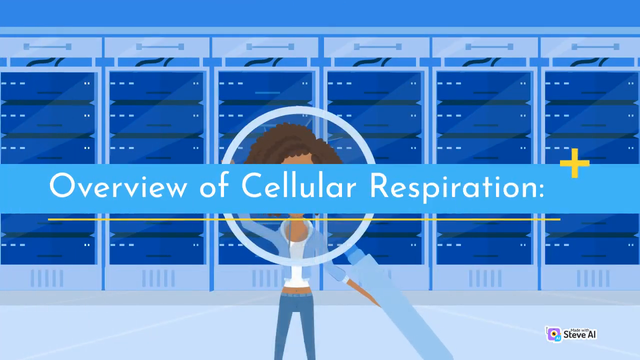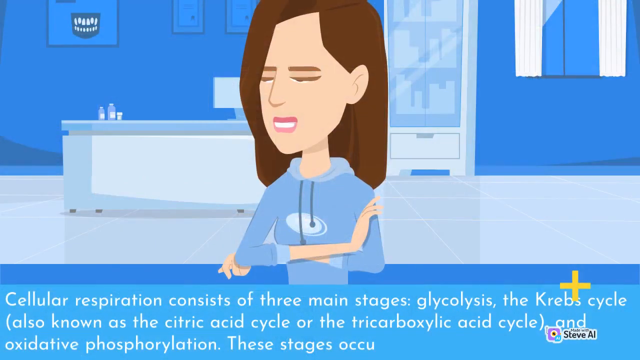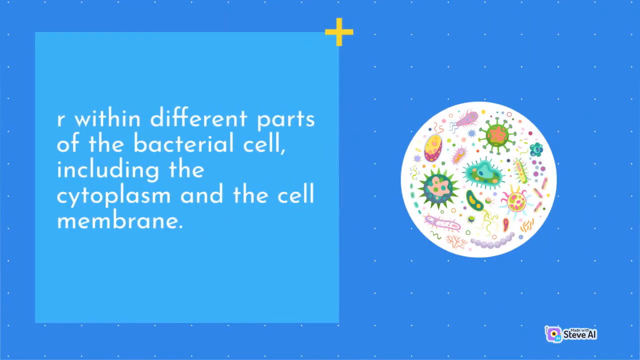Overview of cellular respiration. Cellular respiration consists of three main stages: glycolysis, the Krebs cycle, also known as the citric acid cycle or the tricarboxylic acid cycle, and oxidative phosphorylation. These stages occur within different parts of the bacterial cell, including the cytoplasm and the cell membrane.